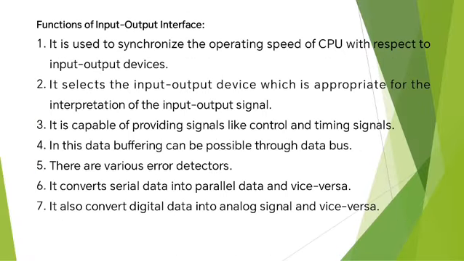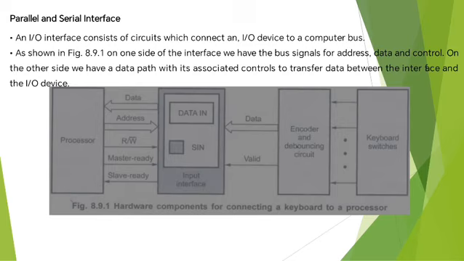Functions of input-output interface. It is used to synchronize the operating speed of CPU with respect to the input-output device. It selects the input-output device which operates for the interpretation of the input-output signal. It is capable of providing signals like control and timing signals. Data buffering is possible through the data bus. There are various error detectors. It converts serial data into parallel data and vice versa. It also converts digital data into analog signal and vice versa.